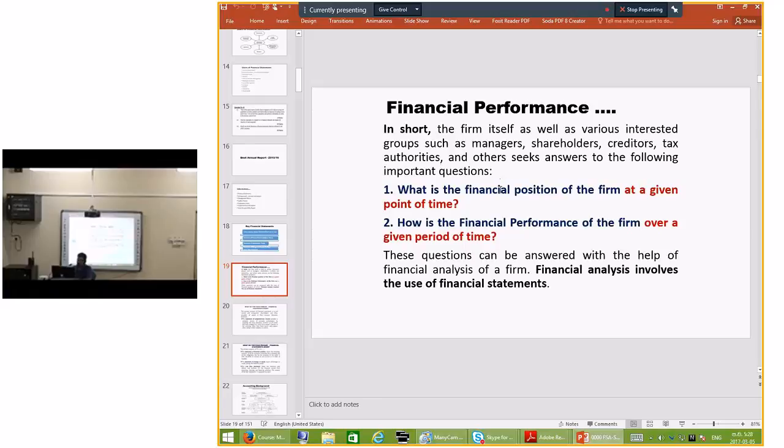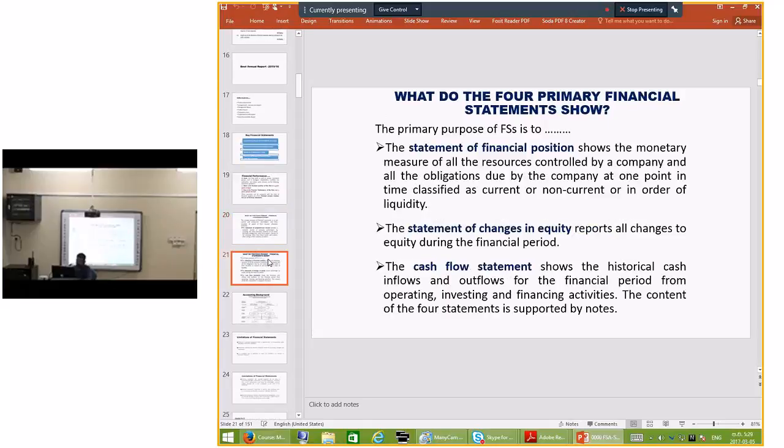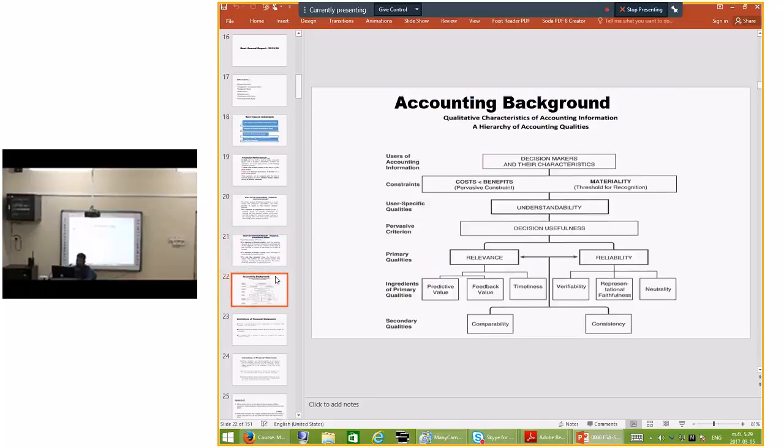Financial position: what is the financial position of the firm at a given point in time? How is the financial performance of the firm over a given period of time? That is given by the income statement. This is given by the statement of financial position, the previous one, right? Then you can see some details about the comprehensive financial statement, the cash flow statement, and their role. Now, this is relevant to the previous question, where we asked about the qualitative characteristics of financial statements or accounting information, right?